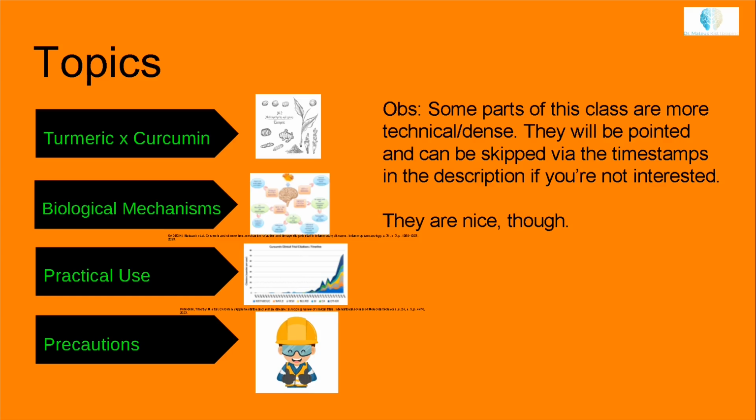So the topics of this class will be number 1, what is turmeric and what is curcumin and their differences. In the second part, the biological mechanisms of curcumin and curcuminoids. We're going to talk a little bit about that. We're going to talk about the actual practical use of curcumin as a medical substance. And we're going to talk a little bit about the precautions we need to have when using curcumin for medicine.